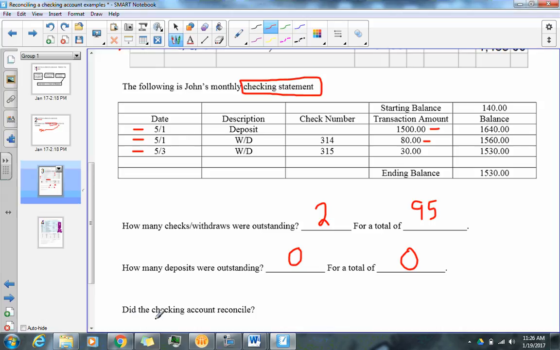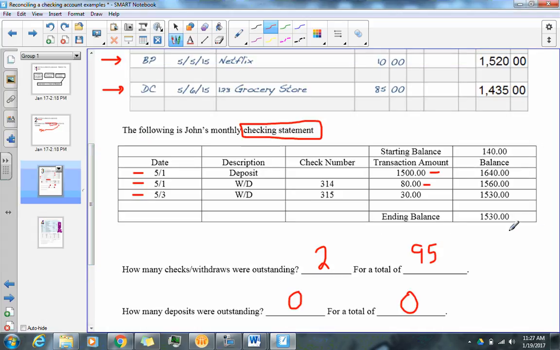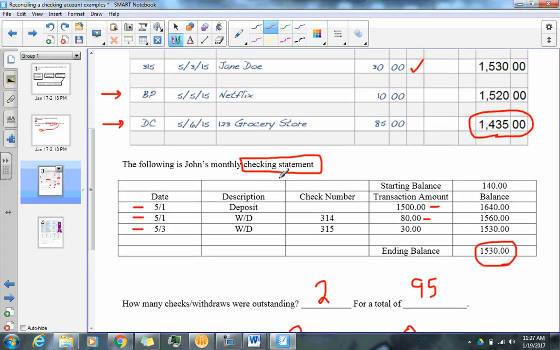Now the last question is, did the checking account reconcile? Meaning, does the bank say you have as much as you say you have in the checking account? In order to do this, there's a couple of things you need to look at. First is the ending balance on the statement, which is 1530. Secondly is the last balance in your check register. Just by looking at that, you're thinking, well, they don't match, so the answer is going to be no, they don't reconcile. But here's the thing. Remember that you wrote 2 checks, and they just haven't been cleared by the bank. So it could possibly work. You just need to work backwards a little bit.